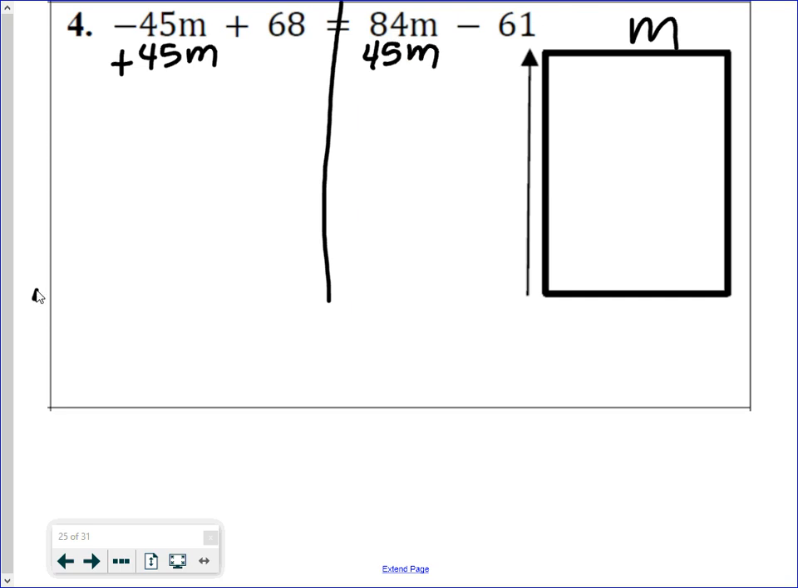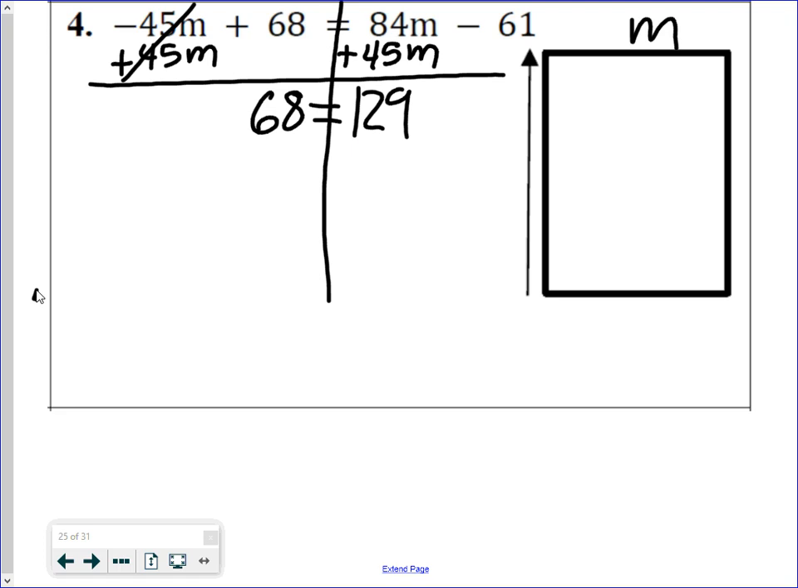Now, the reason that we move the smallest of the variables is that it makes it so we start dealing with positive numbers. I've just noticed that my students are less likely to make a mistake when they're working with positive numbers, and so having this set up to move the smallest variable helps us that way. Anyway, negative 45 plus 45 cancels, adds to 0. The positive 68 comes down, and that's equal to 84 plus 45. I have to type that one in my calculator because I'm not going to mess up, I hope. And that's 129m minus 61.